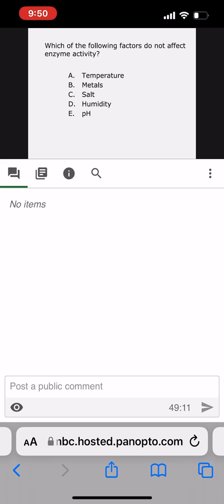Okay, so temperature, salt, pH are all factors that affect enzyme activity. Metals affect enzyme activity, and in fact, we'll talk about how metals affect enzyme activity in a couple minutes. Humidity does not affect enzyme activity. Enzymes are generally associated with aqueous environments, and they require a certain amount of water, and humidity is associated with air. So that would be the wrong answer.